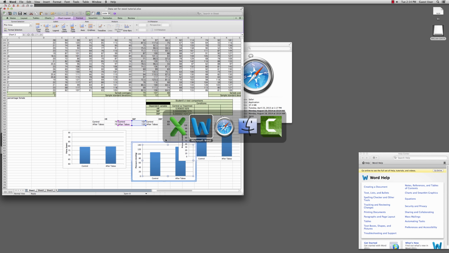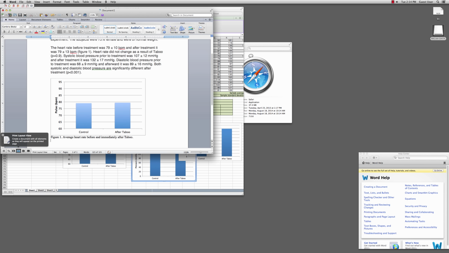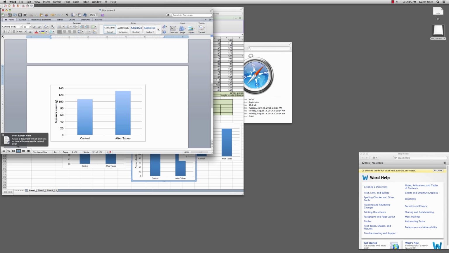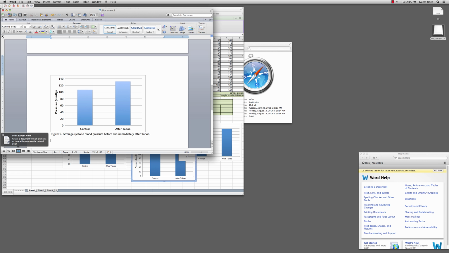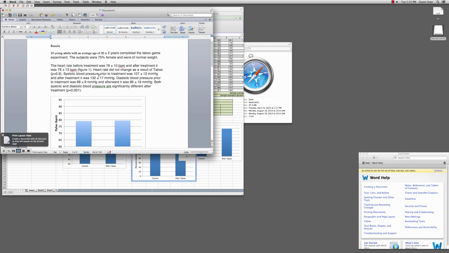Control C for pressure. Add it in. Figure 2. Average systolic blood pressure before and immediately after taboo. And that's figure 2. Go ahead and add your reference to that. Systolic blood pressure, reported measurements. Figure 2. So I don't have to come back up.